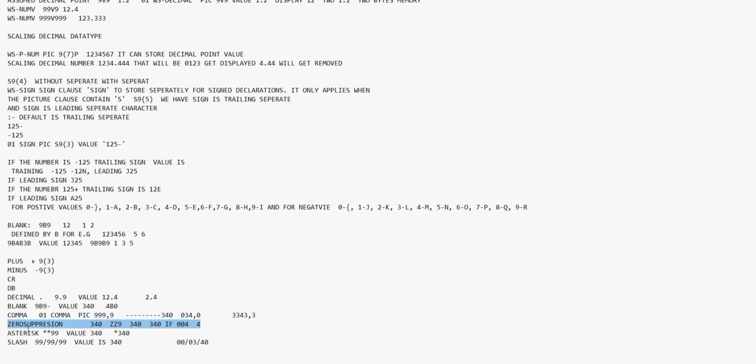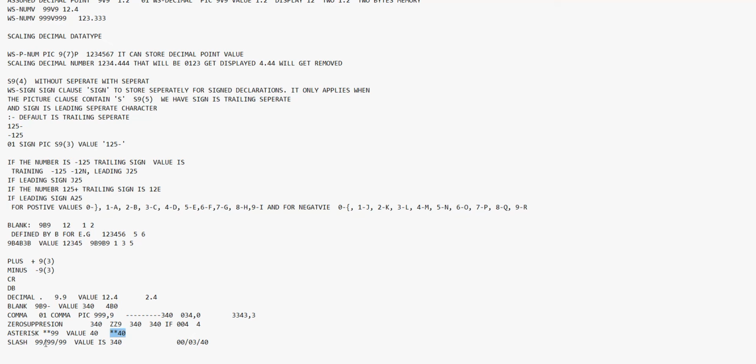Okay, and similarly we have asterisk also. We can mention star star 9 9 like that. If the value is 340, it will store star 340. If it is a smaller number, then 2 stars will be displayed. Okay, got it. If the value is 40, then it will save as star star 40 and it will display similarly.